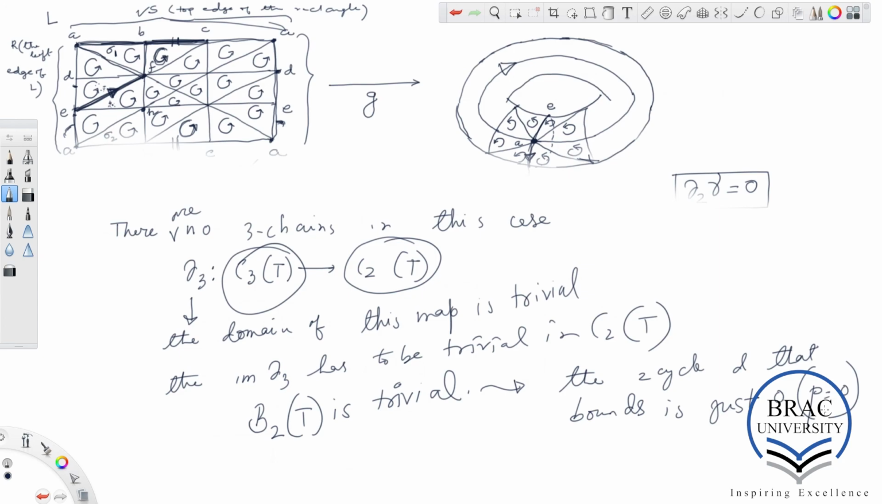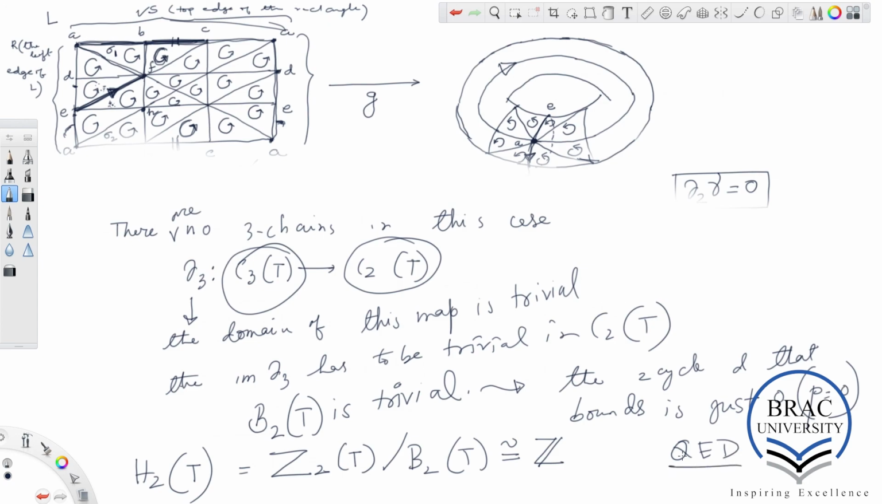Okay. Okay, what does that mean? It means that Z2 of T modded out by B2 of T is nothing but isomorphic to simply Z. So which proves that, so this guy is H2 of T. So the second homology group of 2 torus is isomorphic to Z, the additive group of integers, QED.